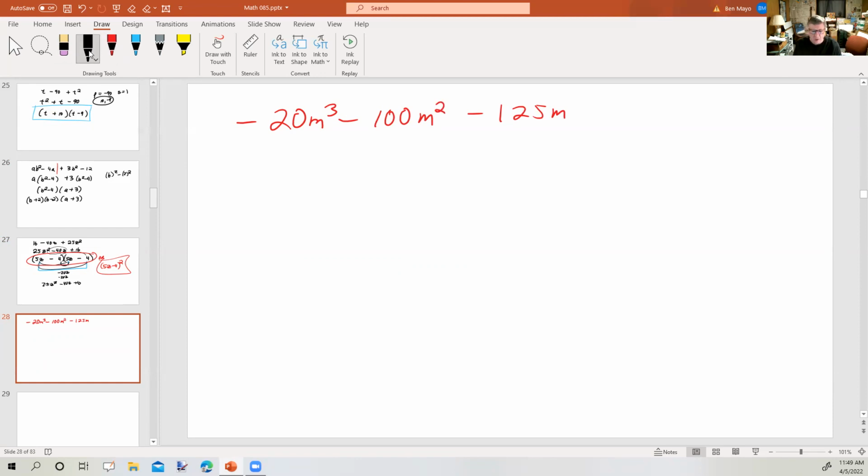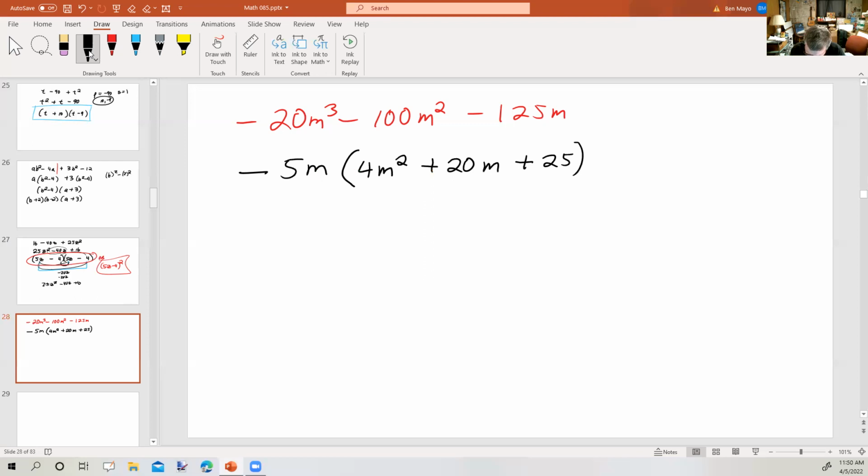Well, this is a trinomial, and it's in standard form. Greatest common factor. My leading term is negative, so I'm going to take out a negative. 5 would be the greatest common factor of the 20, the 100, and the 125. And then I can take out an m. So my greatest common factor would be negative 5m. Leftovers would be 4m squared plus 20m plus 25.